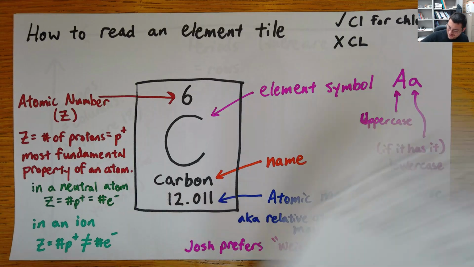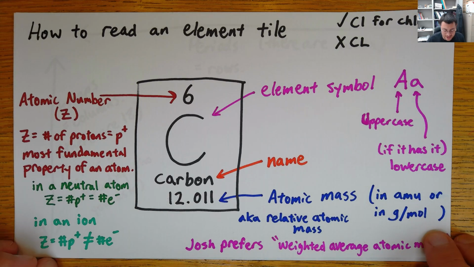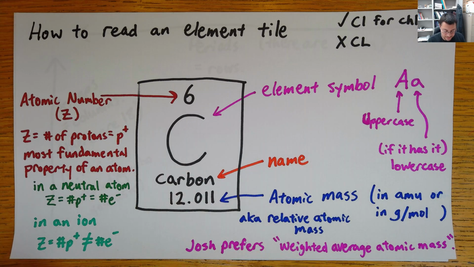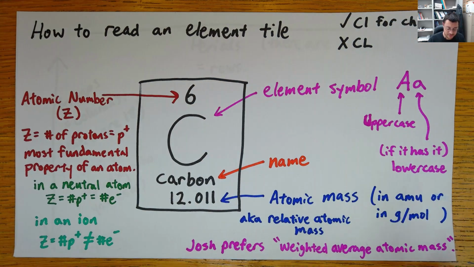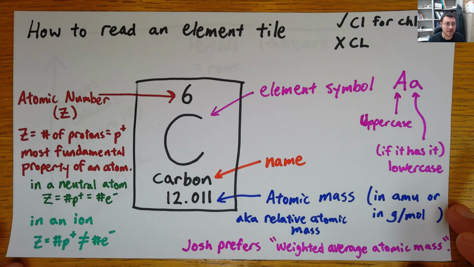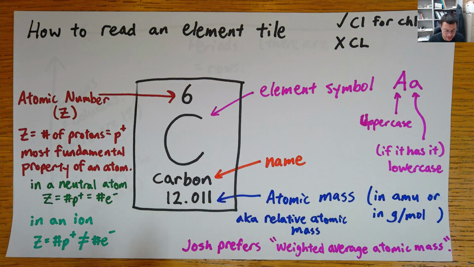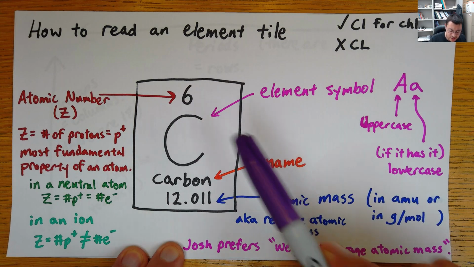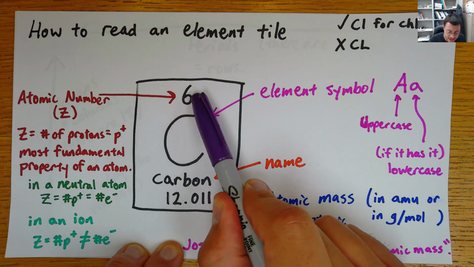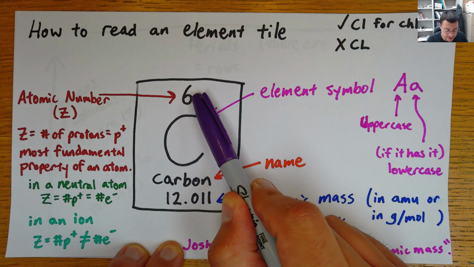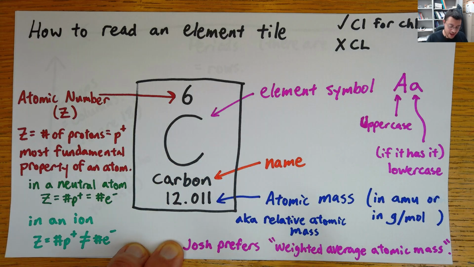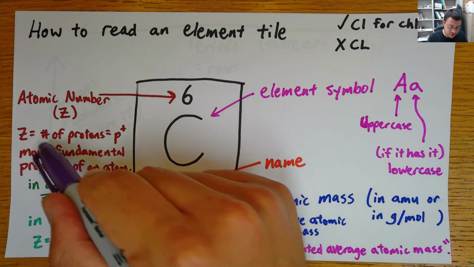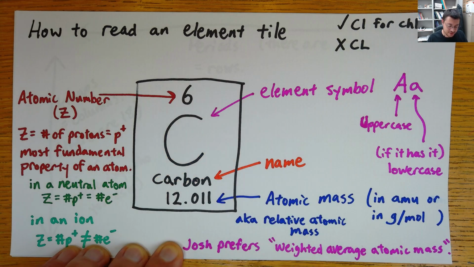All right. So how do we read an element tile? I talked about carbon earlier, and there are 4 components that go into a tile. All right, pause this video if you have to, but I'll describe each here. So the first thing is the number up at top. That is called the atomic number, and that is given a symbol of a capital Z. I write my Z's with a line through it so it doesn't look like a 2. So Z, again, that's your number of protons. It's your P+. All right.